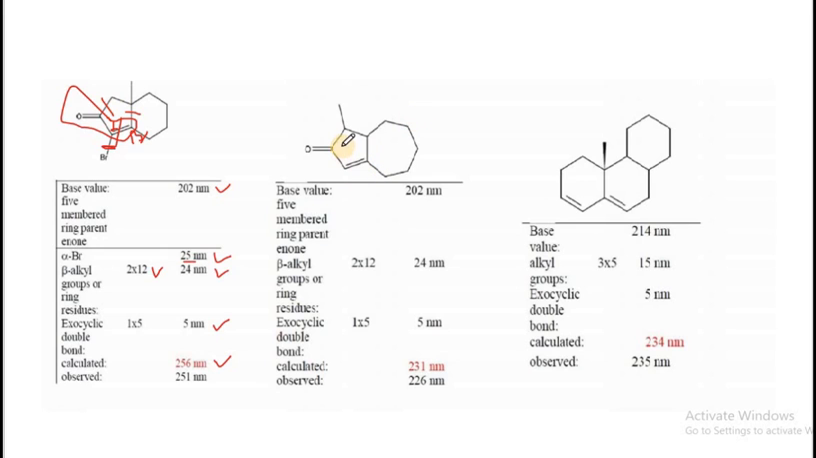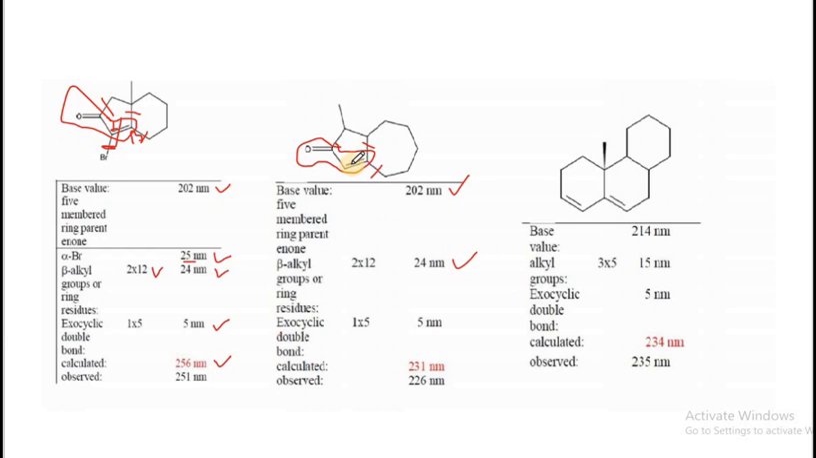Similarly in this also the ring is of 5 carbons. So this is a system. For this, as the ring is 5 membered, it is 202 nanometer. Now this is the alpha carbon, this is beta, and one ring residue, then a second ring residue. Two ring residues are present, both at the beta position, so 24 nanometer has to be added.